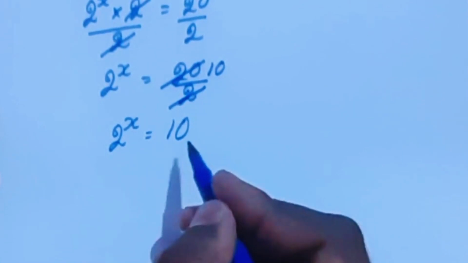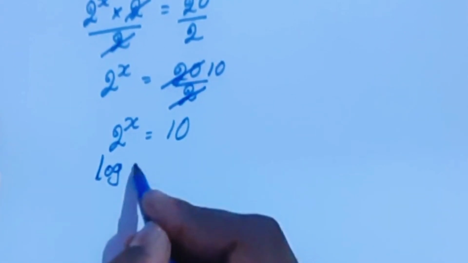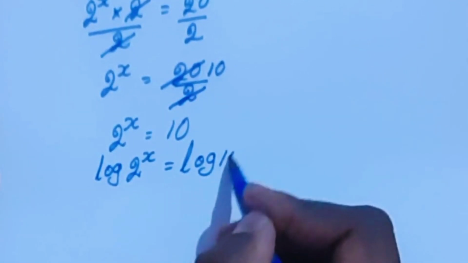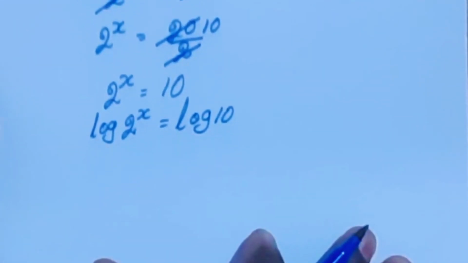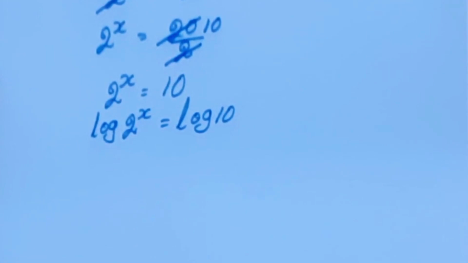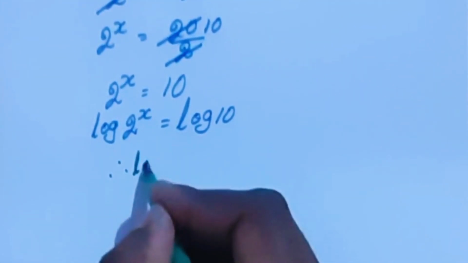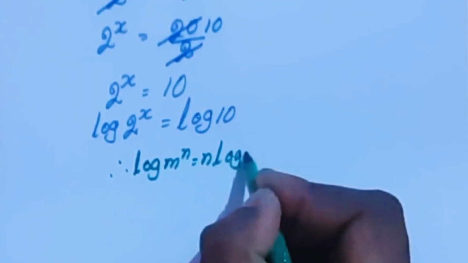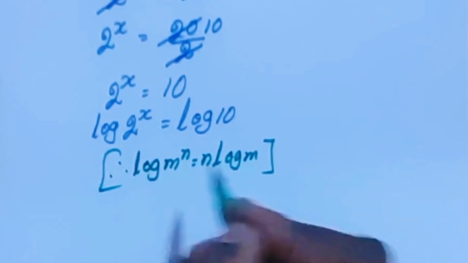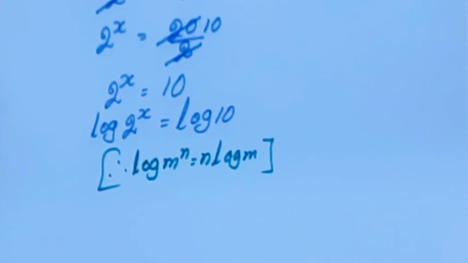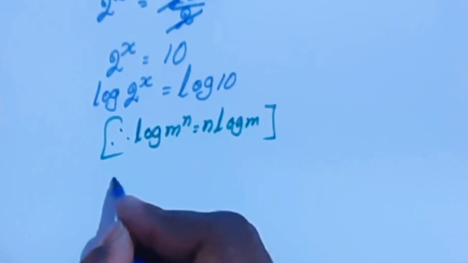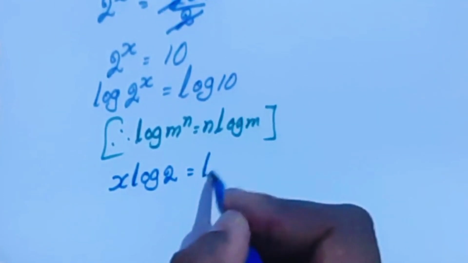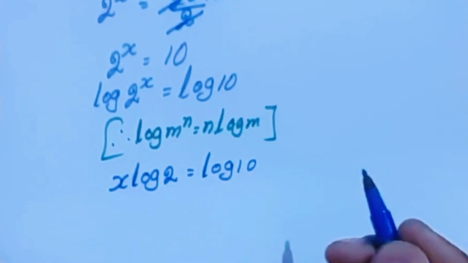Here we are going to take a log on both sides. Log 2 power x equal to log 10. Here we are going to apply this log power formula, that is log m power n equal to n log m. This log power formula we are going to apply here. So we'll get here x log 2 equal to log 10.